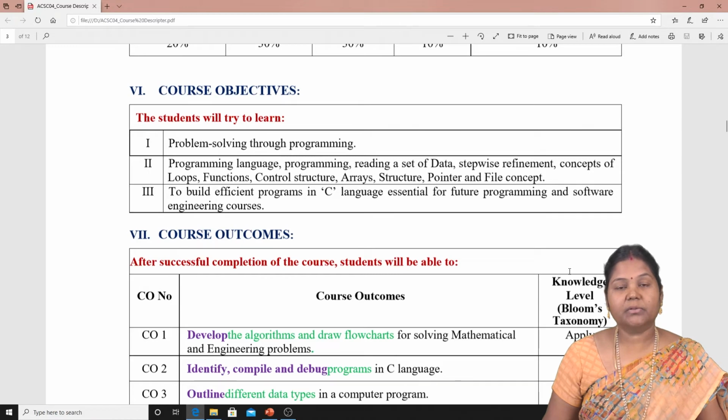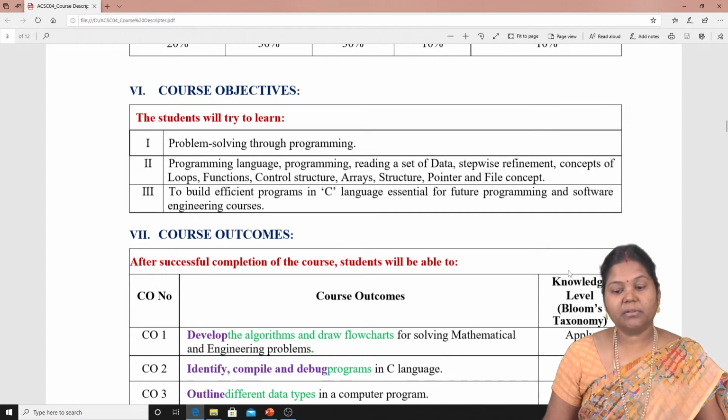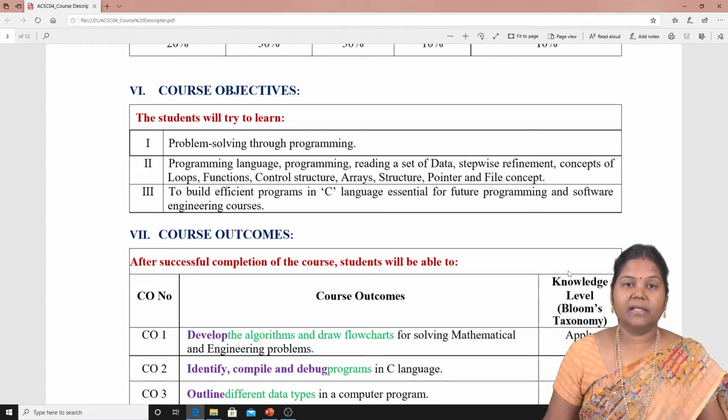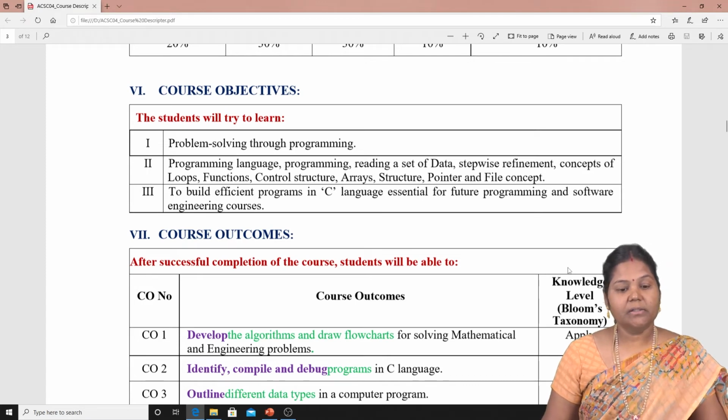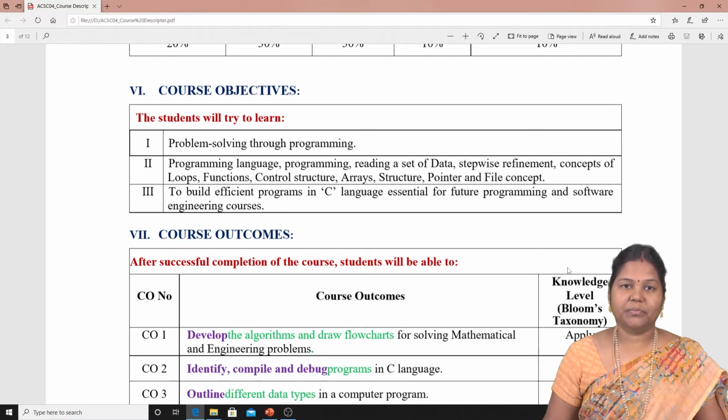And the third one is how to write or build efficient programs in the C language, which is required for lifelong learning and for their future programming or their future career in the engineering discipline. So what we expect is that at the end of the course, the student should be able to write efficient C programs for various problem solving.